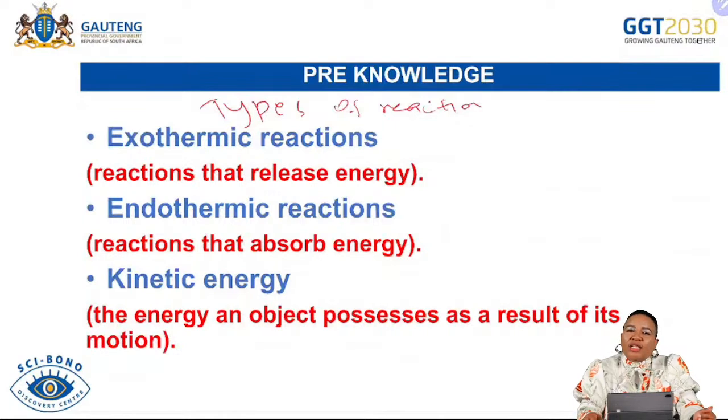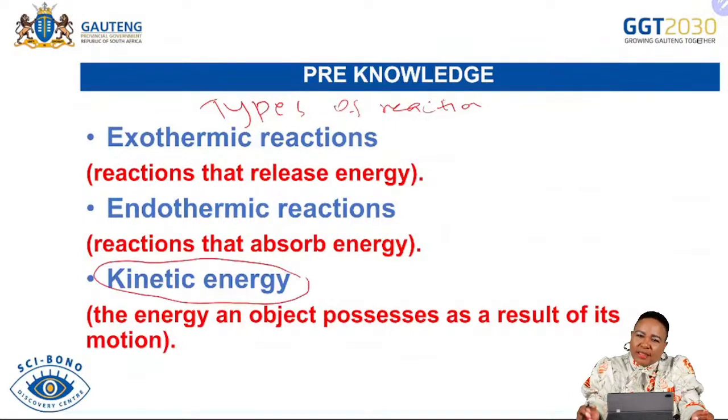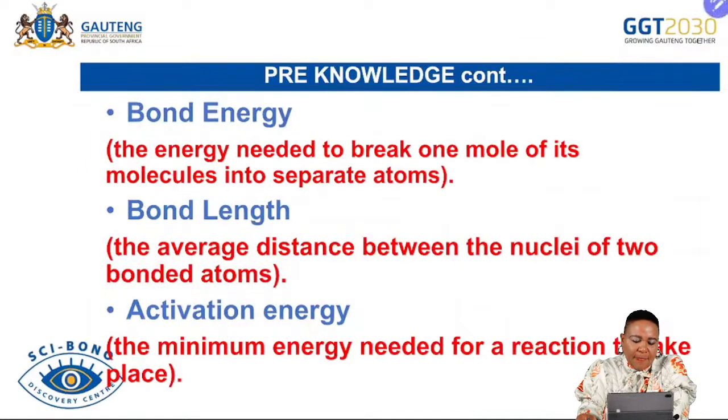And also we know that definitely we are going to look at how the particles respond when a certain factor is affecting the rate of reaction. So that is why we are also going to look at the kinetic energy of particles. Kinetic energy is the energy an object possesses as a result of its motion, the energy of motion. So these are the terms that we will be using as we explain some of the factors that affect the rate of reaction. We also did bond energy in grade 11, bond length and activation energy.